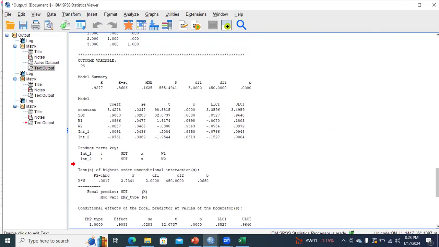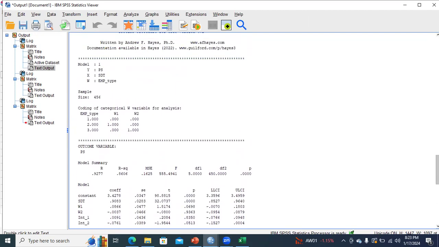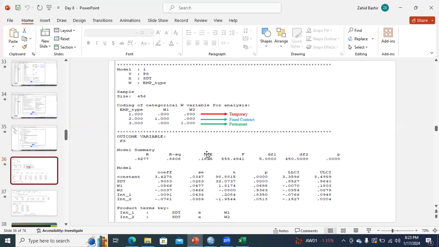So how can we interpret these results? I will elaborate on all these results in my presentation slides, how we can interpret them and what the difference is between the interpretation of a categorical moderator and a continuous moderator. There is a slight difference, but I hope you will understand how these results differ from the previous one.